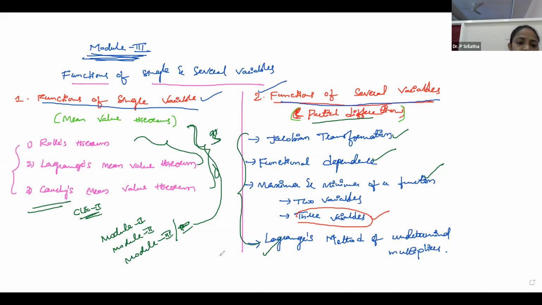Okay, so now we'll discuss Rolle's theorem. Before starting Rolle's mean value theorem, all of you listen carefully. What is the definition of a continuous function, and what is the definition of a differentiable function? Anyone?